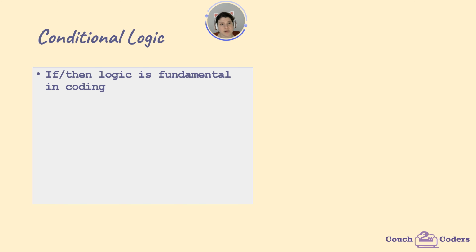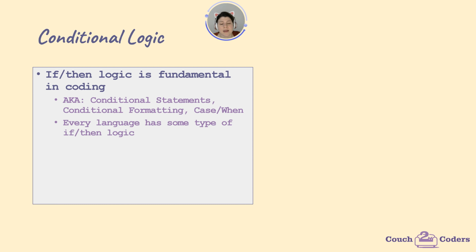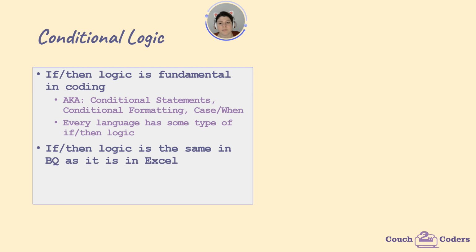The most basic type of conditional logic is called if-then logic. And you might already have an idea of what it is, especially if you've done anything in Excel. So this might also be called conditional statements, conditional formatting, or if you're in the SQL world, case-when logic. As we mentioned, every language has some type of this if-then logic, and this is a fundamental that you need to know. If-then logic is the same in Excel as it is in BigQuery. So you've probably done an if-then statement at some point in Excel if you've done any work in there.